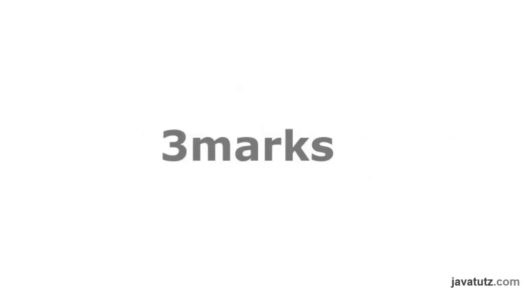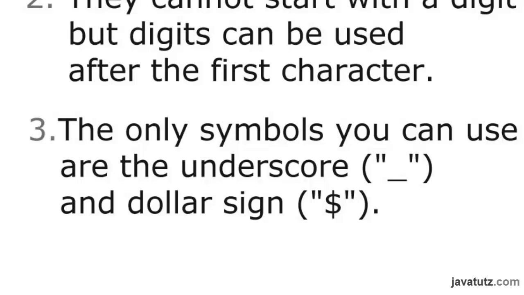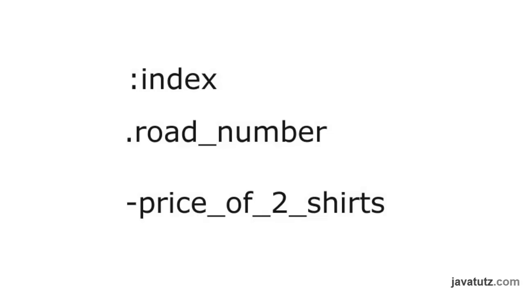As an example, 3marks is illegal. But all these names are legal. Here is the final rule. The only symbols you can use are the underscore and the $ sign. You can use these names without having error messages. But if you use these names with illegal symbols, your code will not compile.